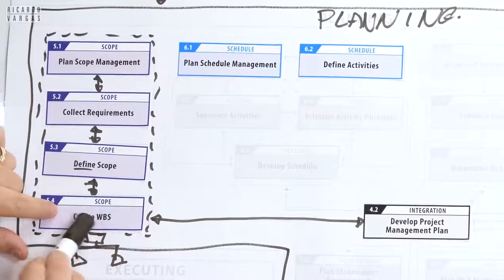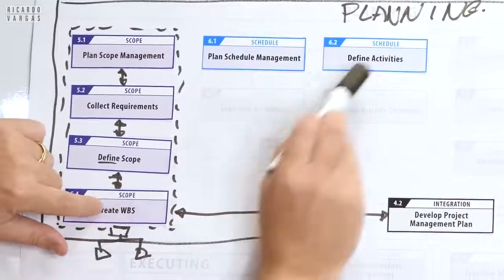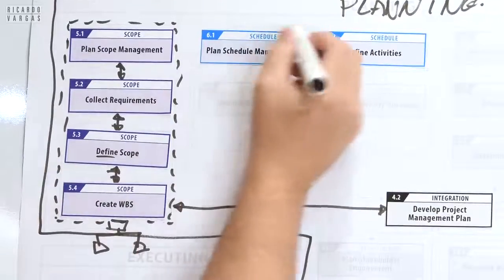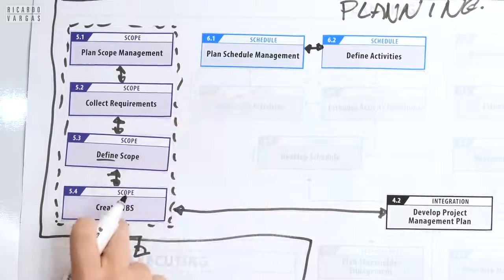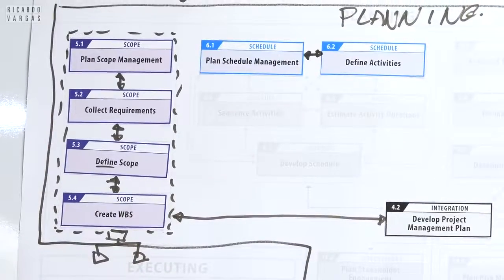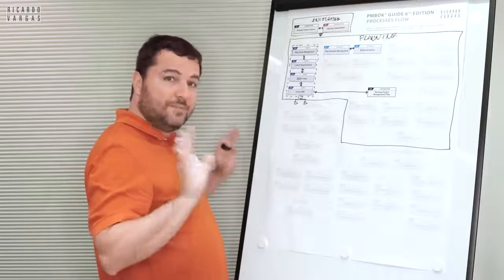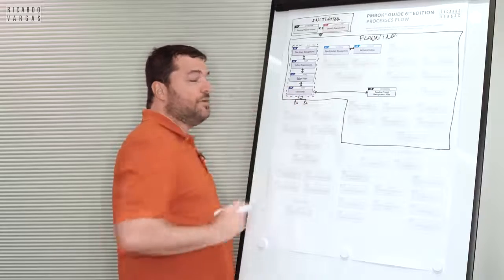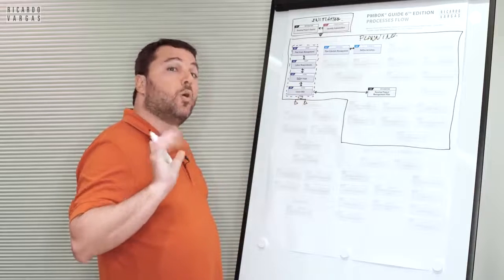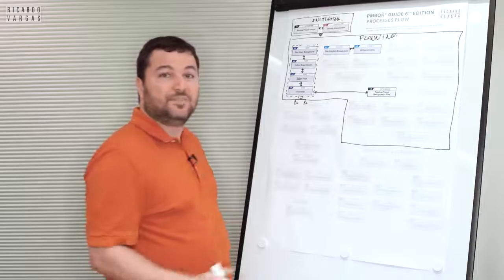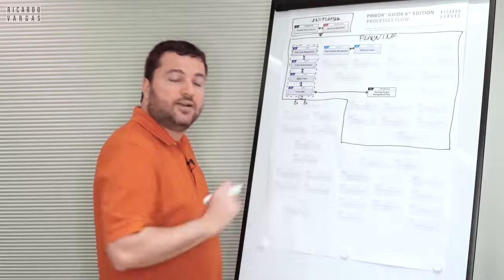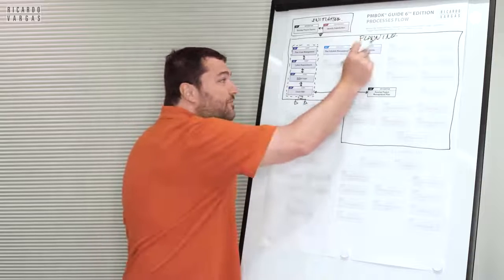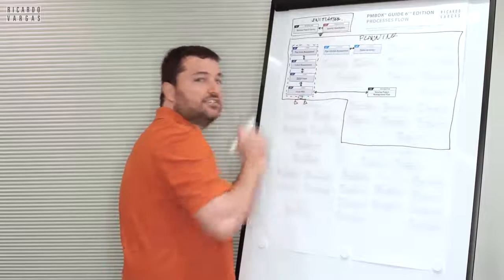Here you create a WBS. Here you are defining the activities you need to accomplish to deliver that work package on your WBS. Let me give you an example. WBS package, door. Tasks: cut the door, frame the door, put the lock. So these are the activities that will deliver that scope.